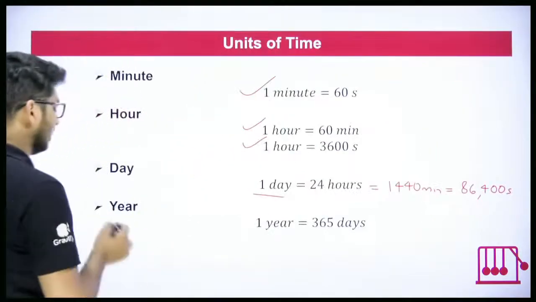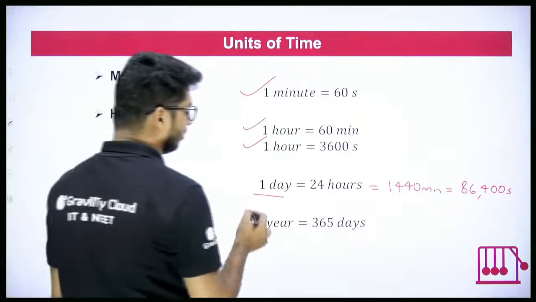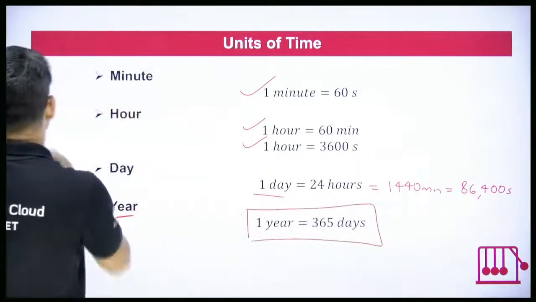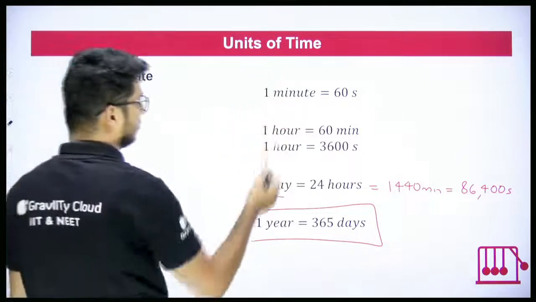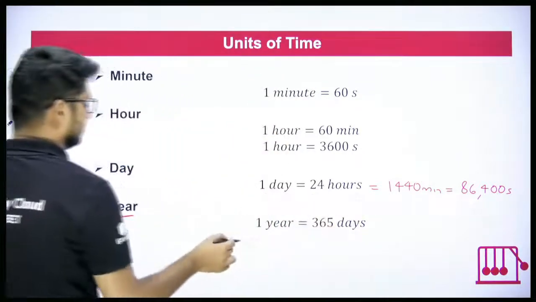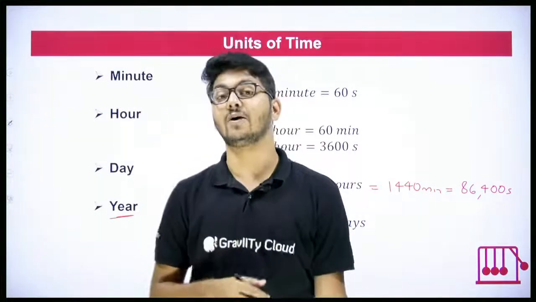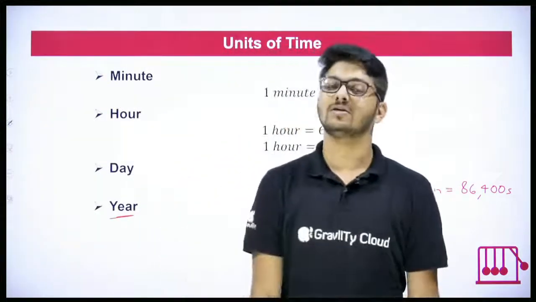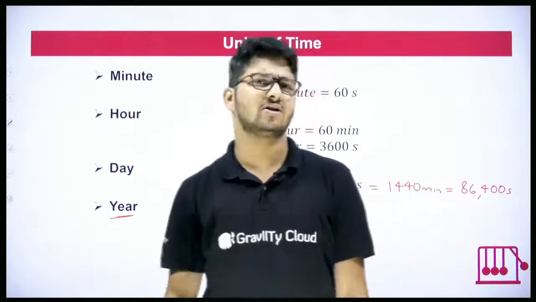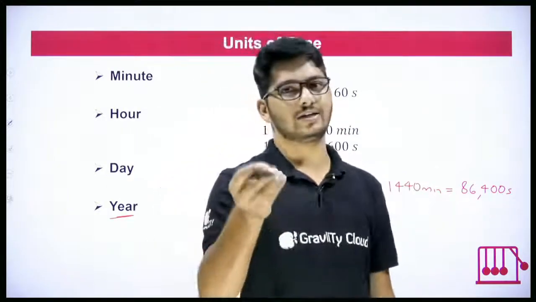Now you have 1 year also. What is 1 year equal to? 365 days. 1 year is equal to 365 days. Yes or no? In a year you have how many days? 365 days. So what is 1 year in terms of seconds? Not required. If you need, you can do the calculation.